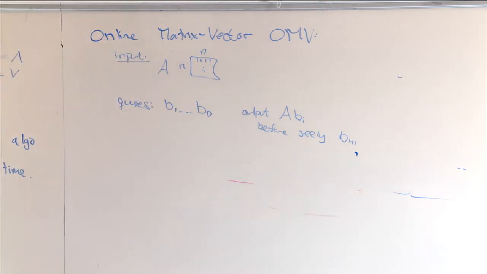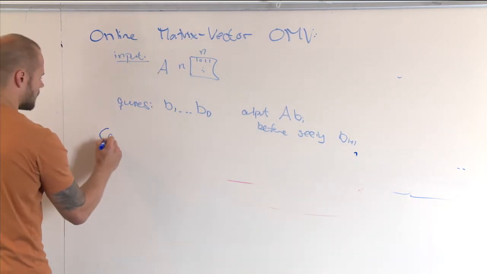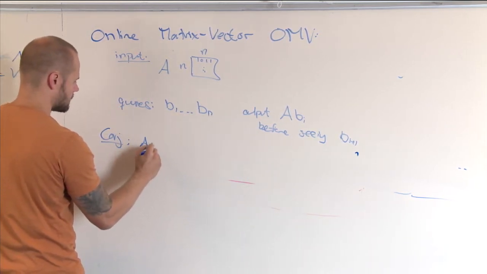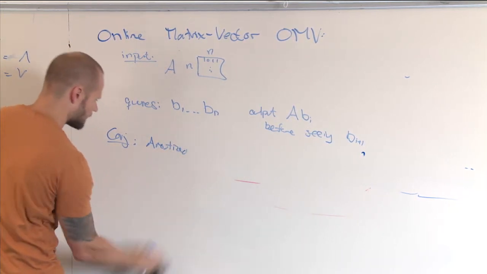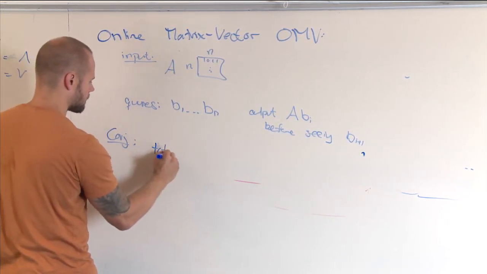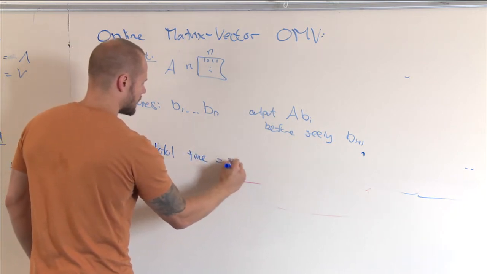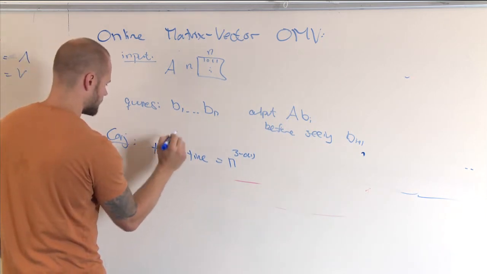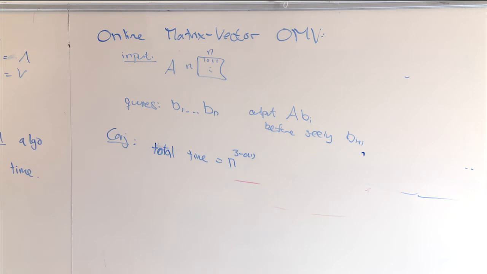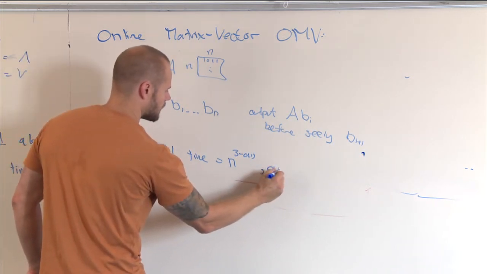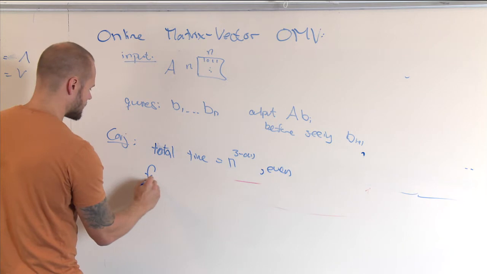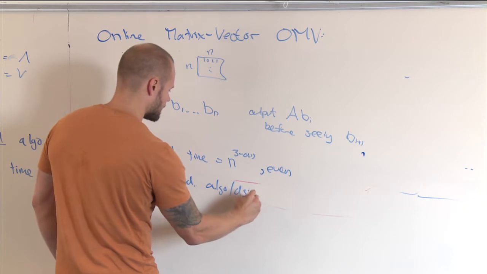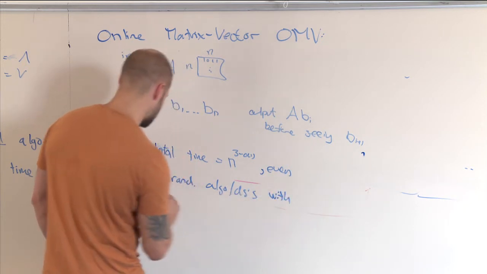Right? Good. And then the conjecture is that over a sequence of n queries, the amortized, so the total amount of time, or maybe let's write it like this, the total time is n to the 3 minus little o of 1. Right. That's the conjecture. Okay. Even, and this is actually going to be important, even for randomized algorithms or data structures, with failure probability 1/3 or something like this.